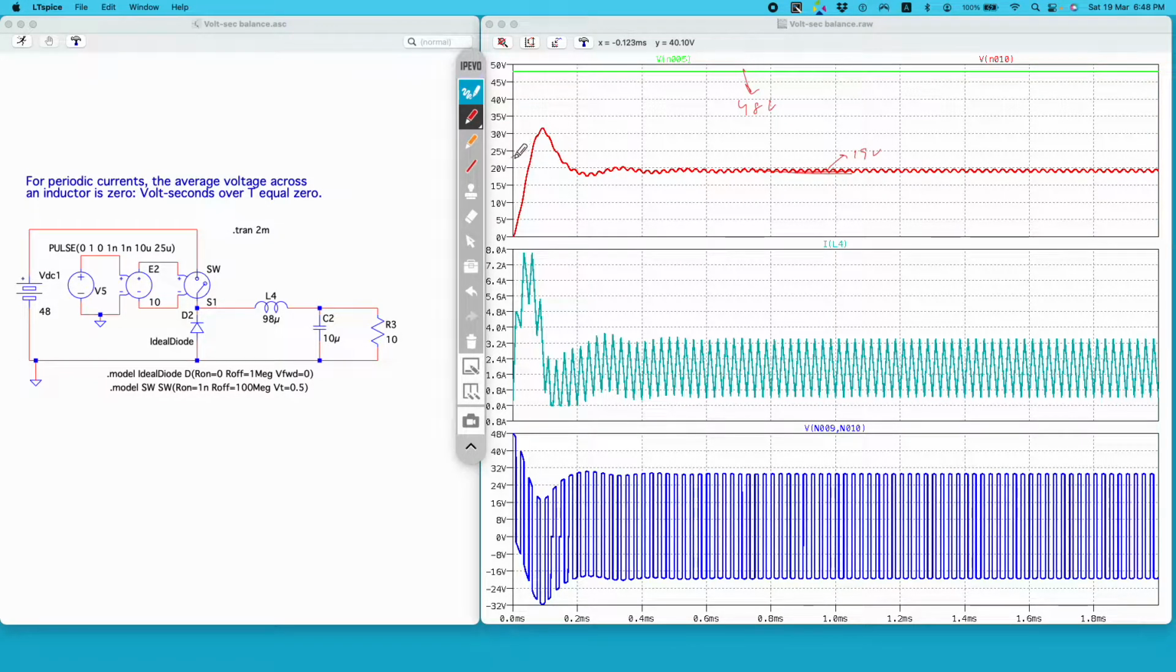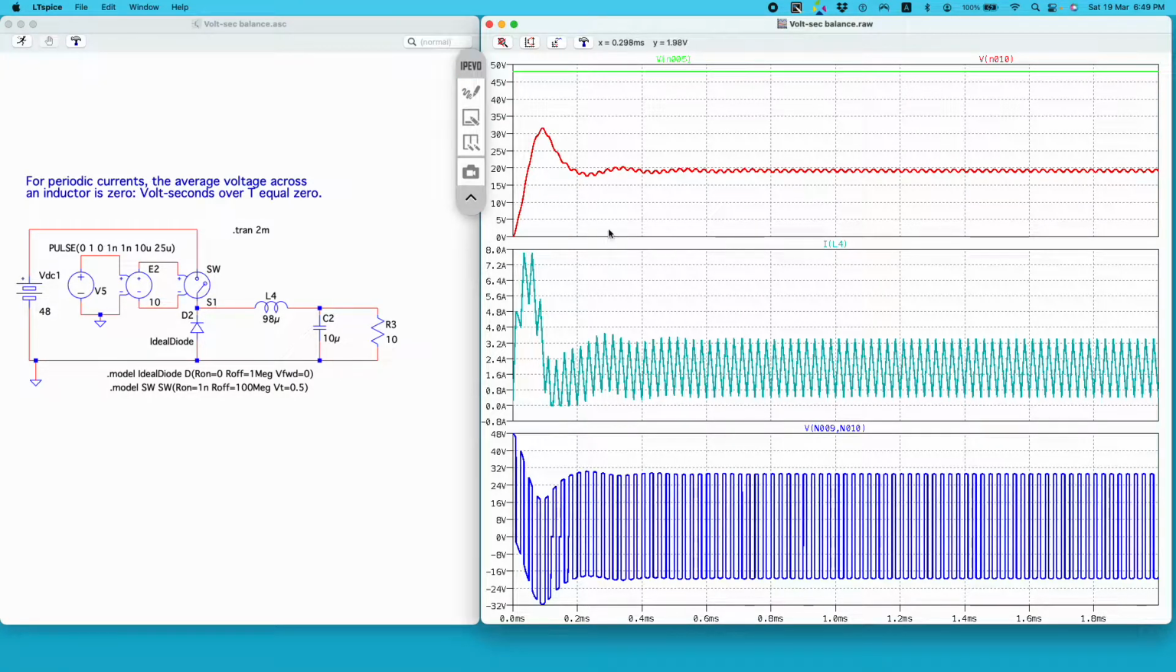So this converter has a certain transient interval, and after the transient state is over, the circuit reaches the steady state. Now in the second plot, this is the current flowing through the inductor L4, and this third plot is the voltage across the inductor. Now the volt-second balance principle says that for a periodic current, the average voltage across an inductor is 0. That is, if the current flowing through the inductor is periodic in nature, then the average voltage across the inductor should be 0. Now let's see whether it is happening in our converter or not.